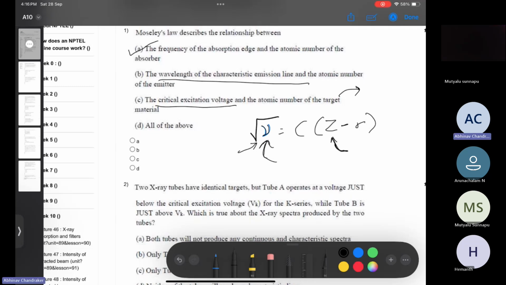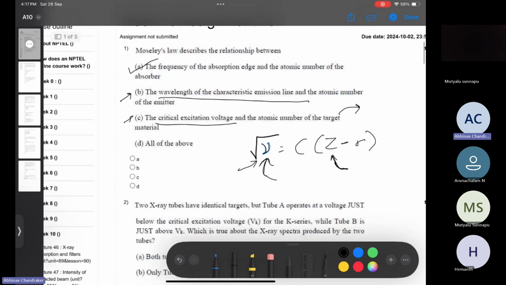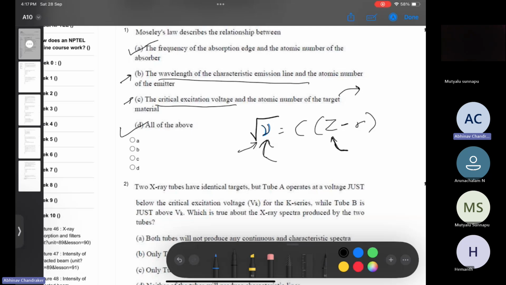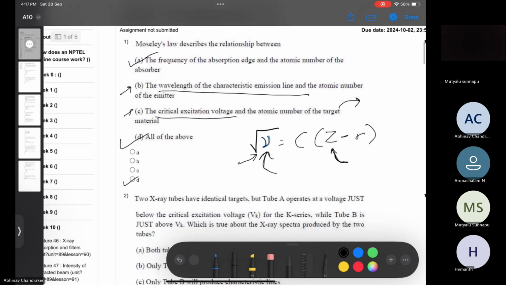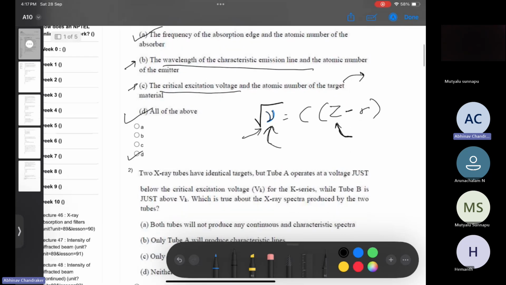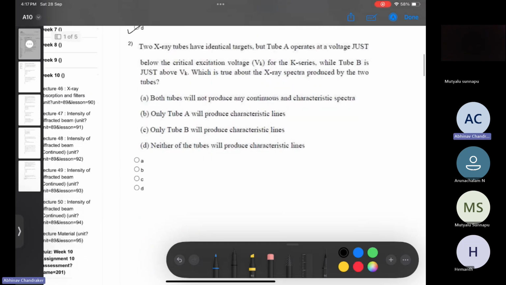So these two options are also correct in a way because they are related to Moseley's law only. But so I think D can also be the correct option. I hope this question is understood by you all now. If you have any doubts, you can let me know. Okay, let's go to the next question.